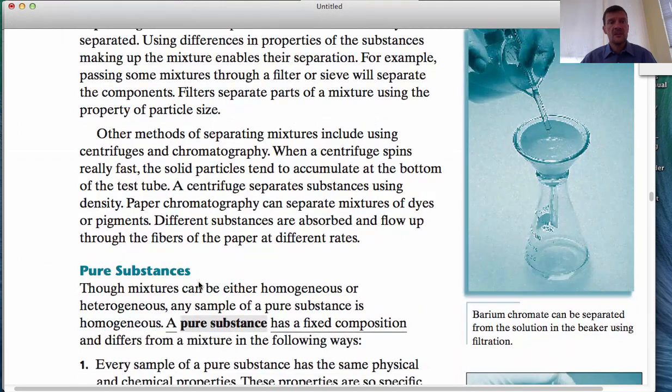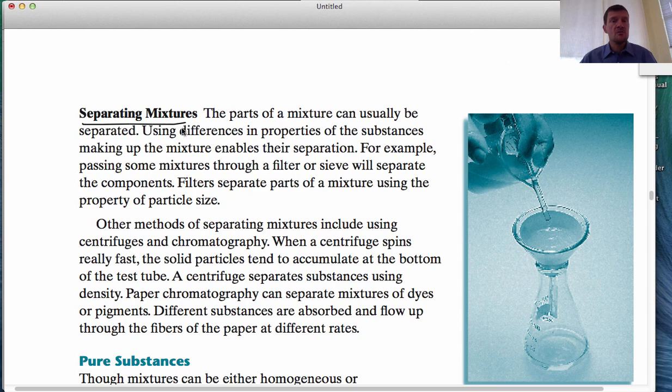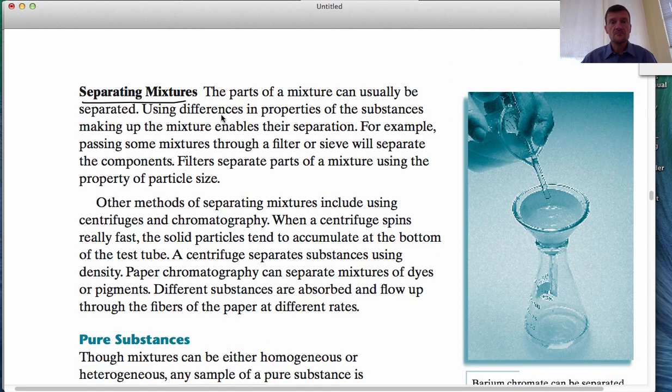Okay? All right. We use the properties of different substances in order to separate mixtures, and you're actually going to do a couple labs using those properties. So the parts of a mixture can usually be separated, and we're using the properties because the properties of different substances are different, and as a result we use those differing properties to separate them in different ways.